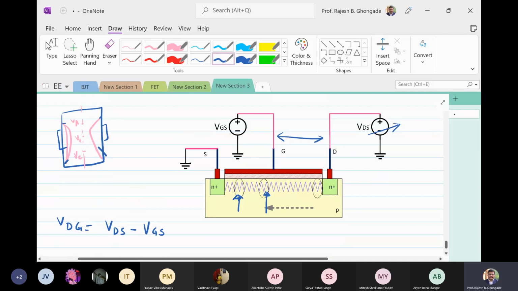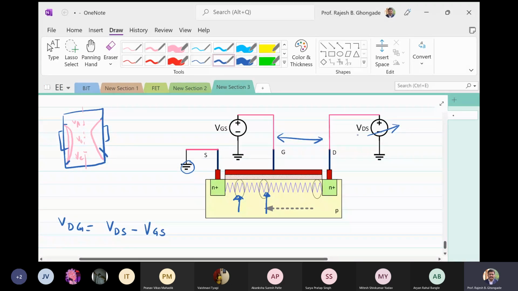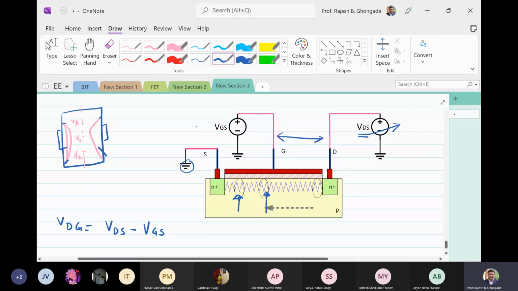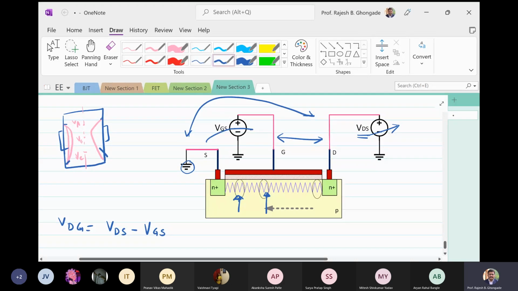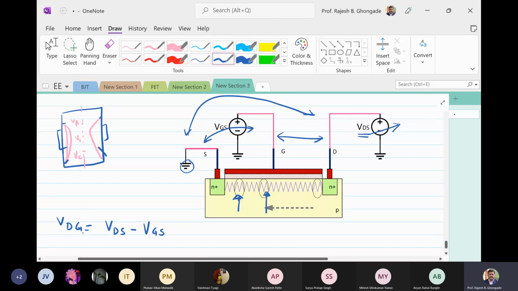This is with respect to ground. No problem with that. VGS is with respect to ground. We are applying VGS here and we are applying VDS here between drain and source. This is between gate and source. So whatever is left can be found out: VDG, the voltage between the drain and the gate, is VDS minus VGS. Are you able to understand this equation?